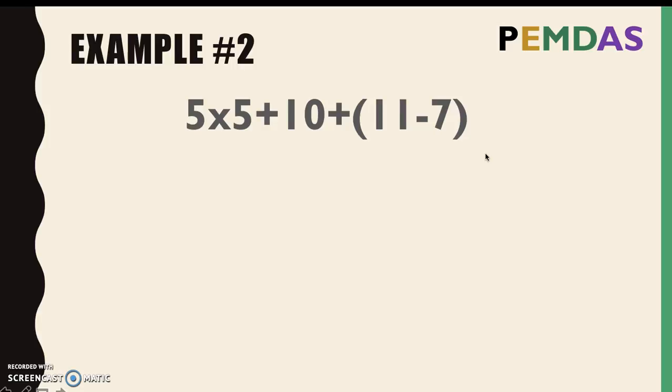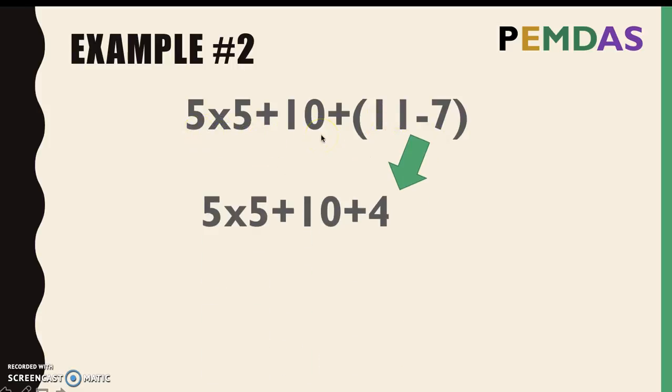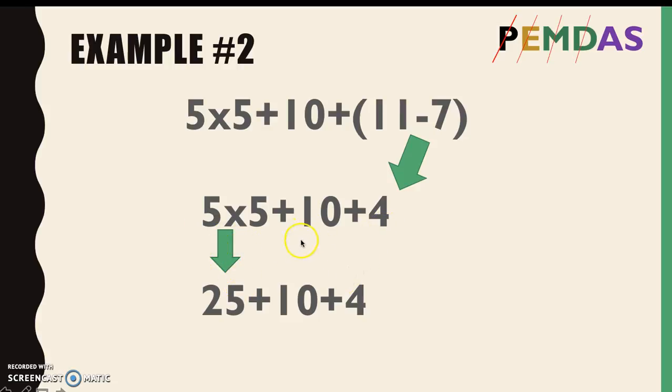11 minus 7 is 4. And so you take that and you bring the rest of the equation down. So you can see I took the 5 times 5 and I brought everything down and I just changed the parentheses to 4. I have now solved for parentheses and there are no exponents. So we can move on from there. Now we have multiplication and division. I have multiplication here. 5 times 5 is 25, so I will replace that portion of this equation and bring it down here and bring the rest of the equation straight down. You just copy it.